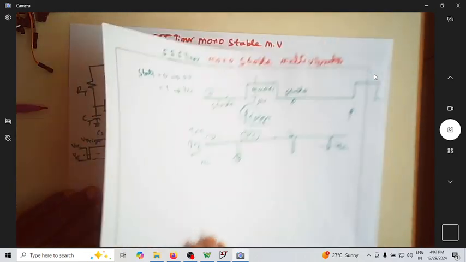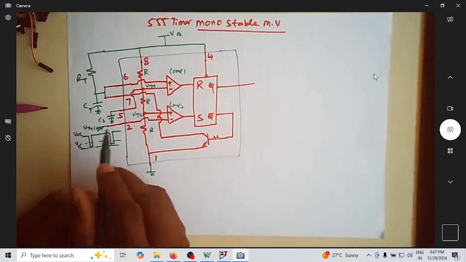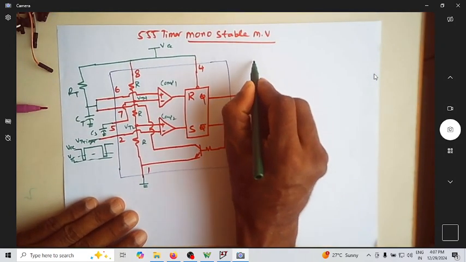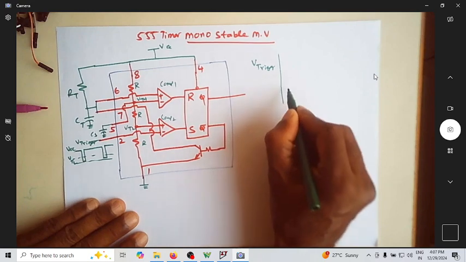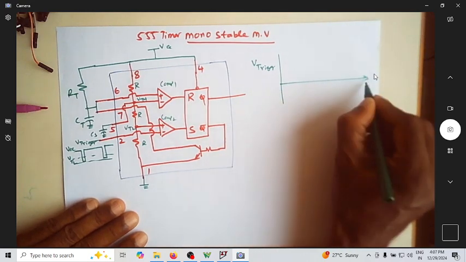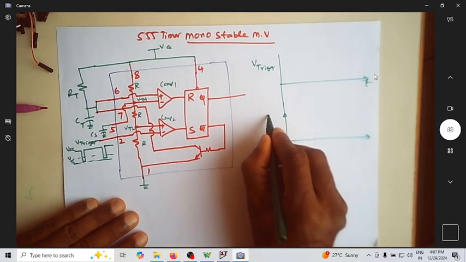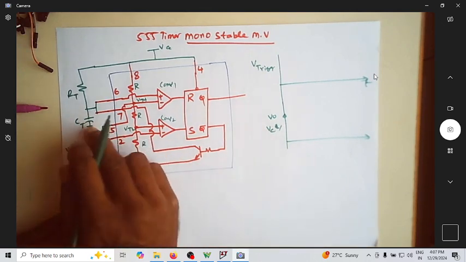Let us try to understand the process we have. Now let us assume, this is V trigger. This is my time. Let us plot what is V naught and the capacitor voltage, that is, the timing capacitor voltage.